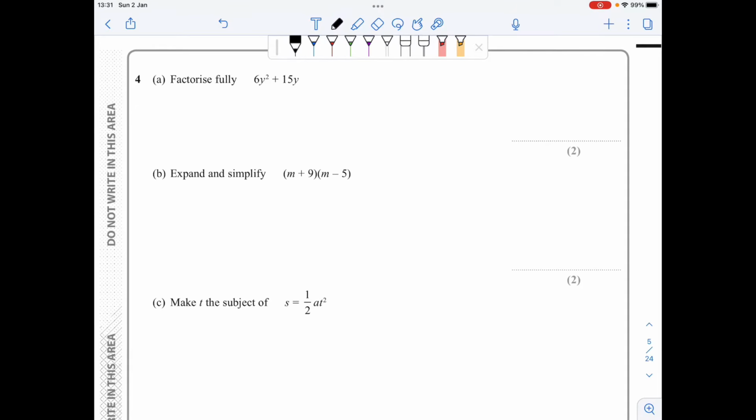So in part A, I can take out a common factor of 3y, and I'll be left with 2y plus 5. Part B, expand. This will give me m squared minus 5m plus 9m minus 45. I can simplify the m terms, so m squared plus 4m minus 45.